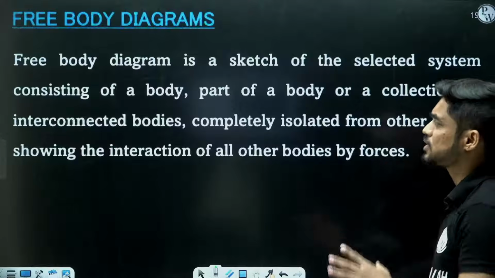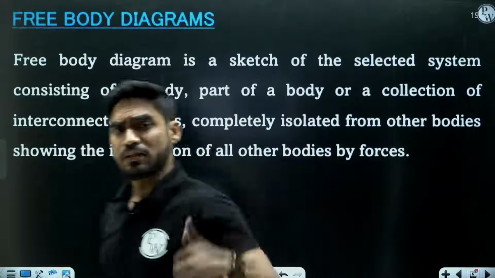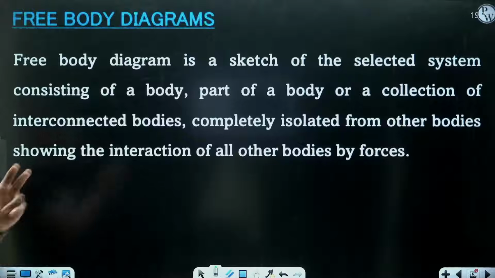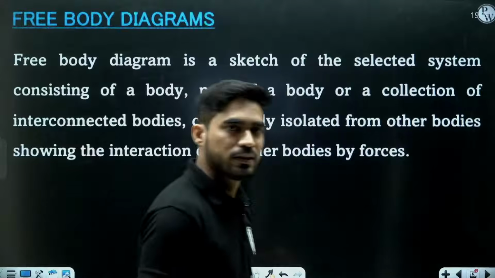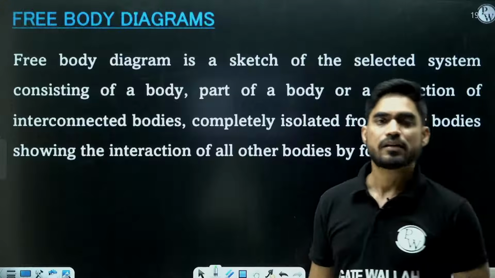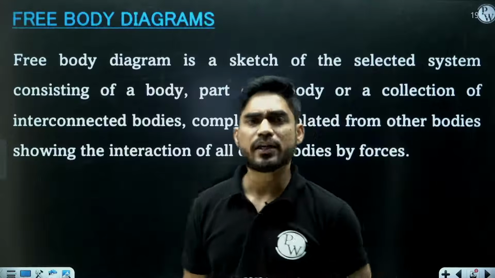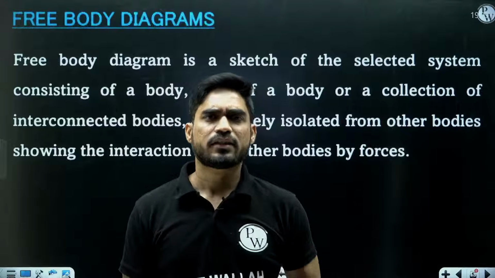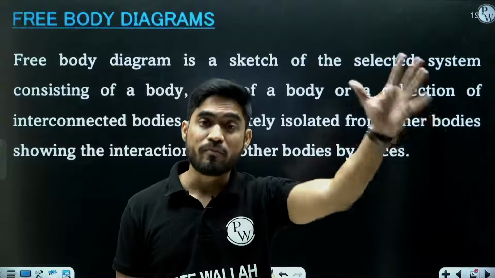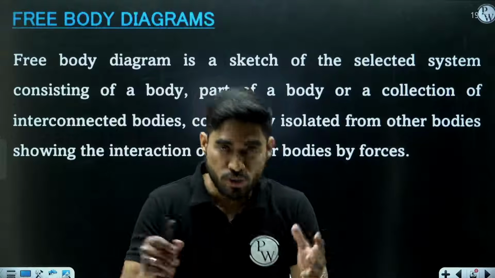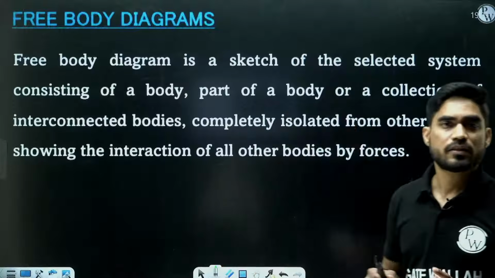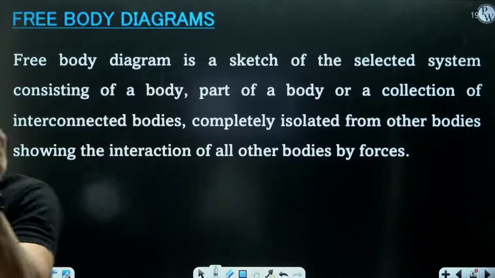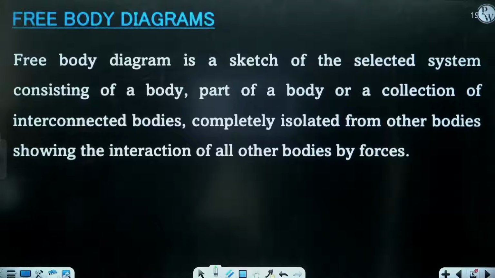So what is the definition of a free body diagram? Read this. Free body diagram is a sketch of the selected system consisting of a body, part of a body, or a collection of interconnected bodies completely isolated from other bodies, showing the interaction between them by forces. Let me break this definition down for you.